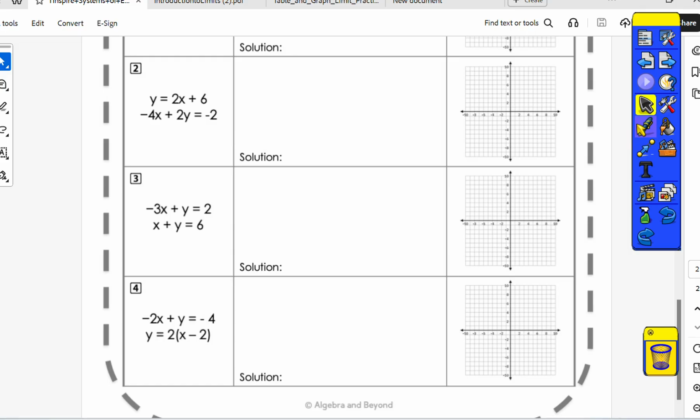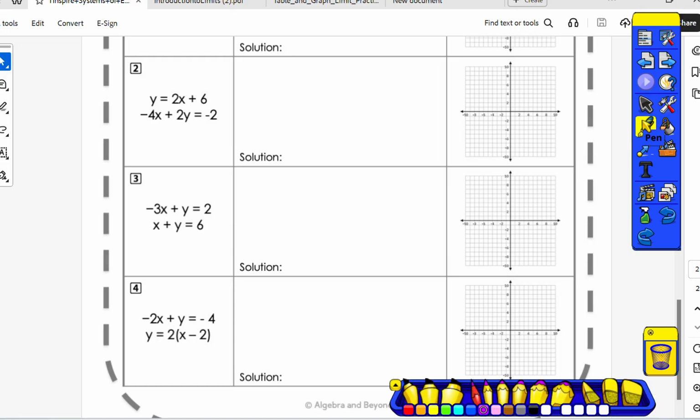So you guys wrote all real numbers. You could also say infinitely many. There's also a symbol for all real numbers that saves you from writing all those words. Yes. Good. Very good.